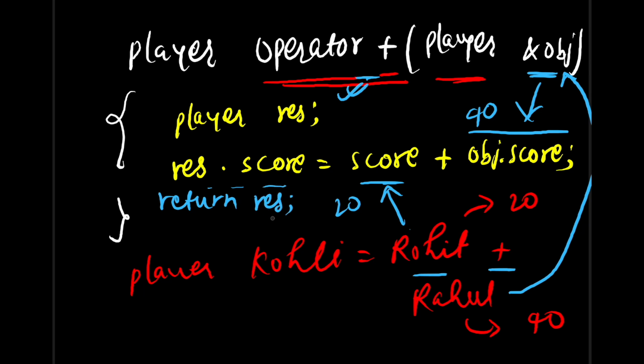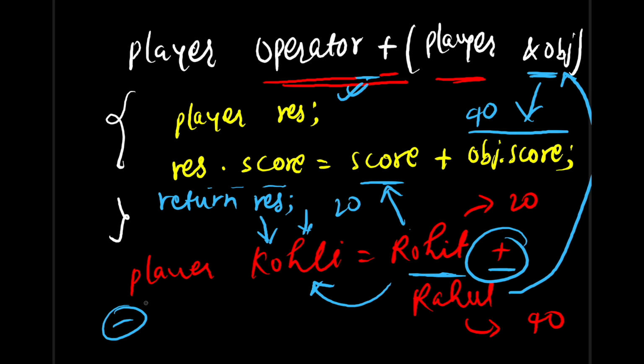So to whom will it be assigned? This resource will be assigned to Kohli, right? After doing this plus operation here, this resource will be assigned back to Kohli. So this was the explanation of the plus operator. You can do this operator overloading for subtraction and any other operator. You can redefine it. That's it for this video.